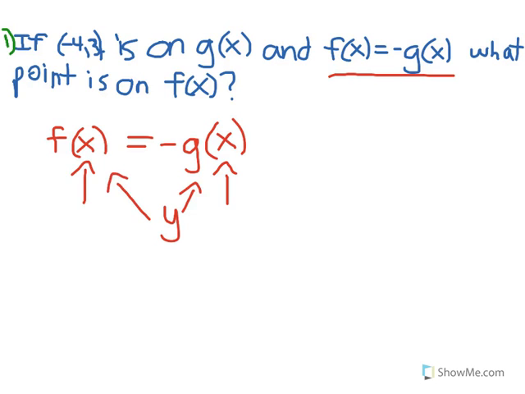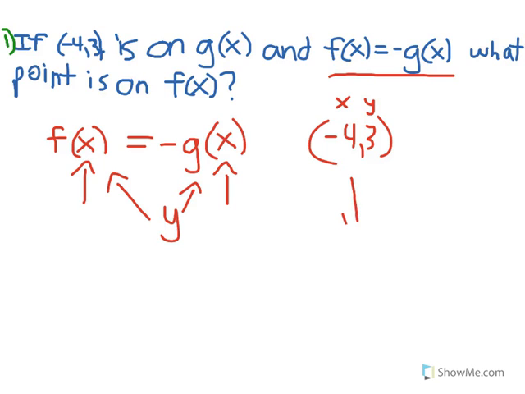So if we know that (-4, 3) is on g(x), we know that our x is -4 and our y is 3, and f(x) follows the exact same function except for all the y values change signs. So the negative y values become positive and the positive y values become negative.